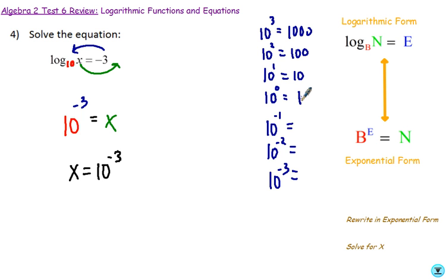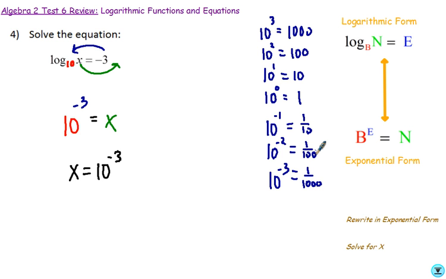Now, what if I divided 1 by 10? Well, I'd end up getting a fraction, 1 over 10. What if I divided that by 10? I'd get an even smaller fraction, 1 over 100. What if I divide by 10 again? I get 1 over 1,000. So you notice that 10 to the +3 is 1,000. 10 to the -3 is 1 over 1,000. 10 to the +2 is 100. 10 to the -2 is 1 over 100.